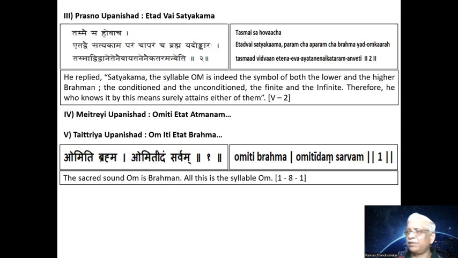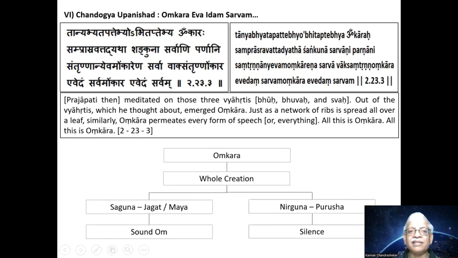Taittiriya Upanishad, very famous. Om iti etad Brahma. First chapter of Taittiriya. The sacred sound Om is Brahman. This entire universe is Om. Again, it says that. The last one I have picked up is Chandogya Upanishad, the second chapter, 23rd section.